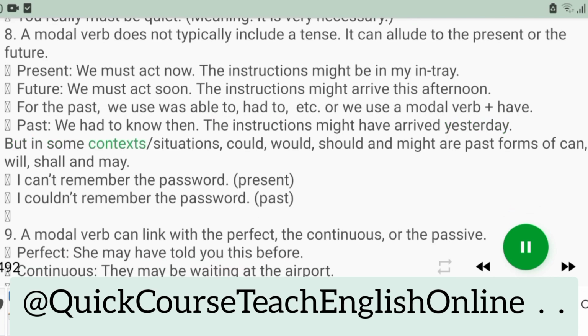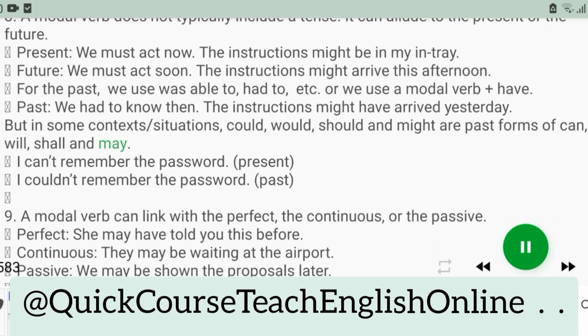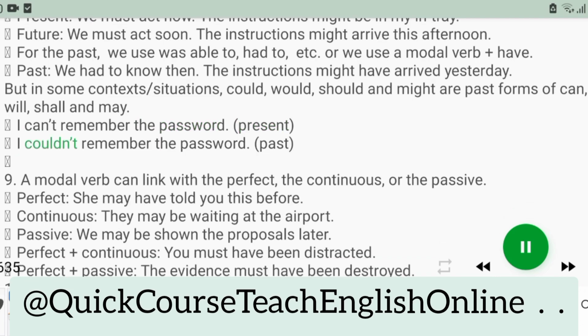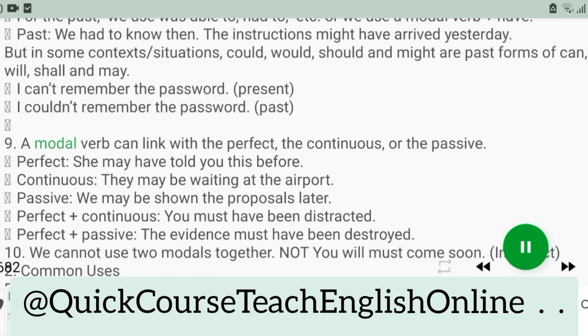But in some contexts, situations, could, would, should and might are past forms of can, will, shall and may. Present. I can't remember the password. Past. I couldn't remember the password.